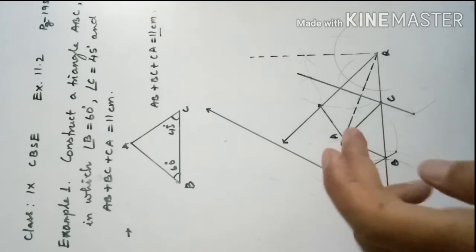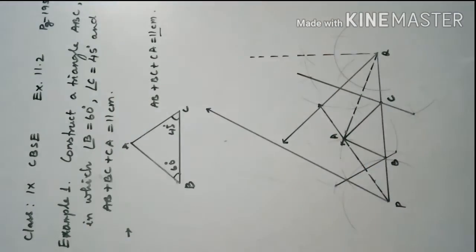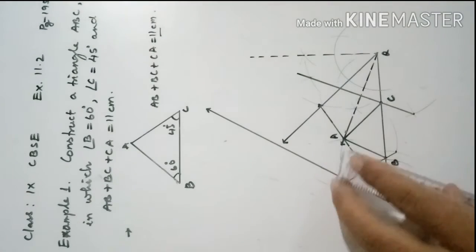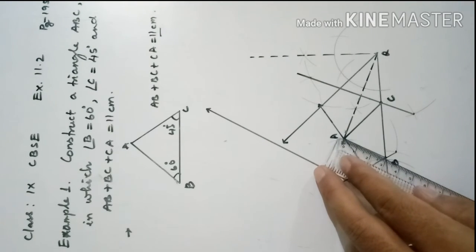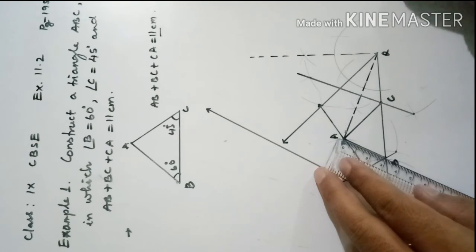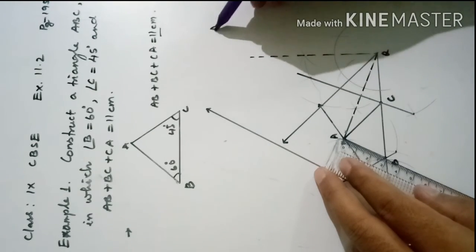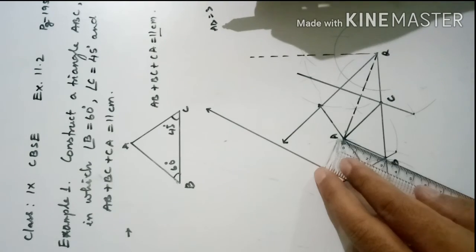So now ABC is your required triangle. Okay, you can verify the answer now whether your diagram is correct or not. Measure all the three sides and check whether 11 centimeter is coming or not. Now AB I got 3 centimeter.